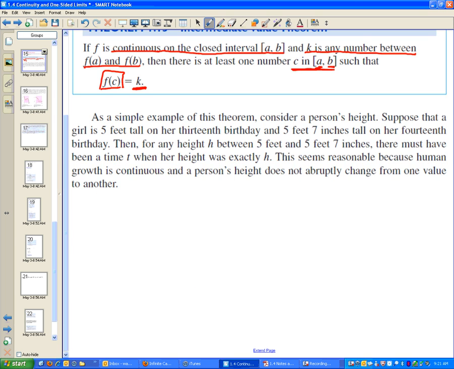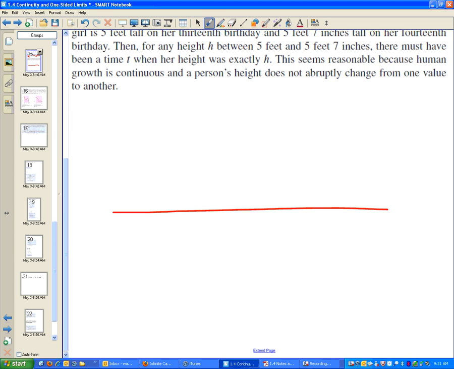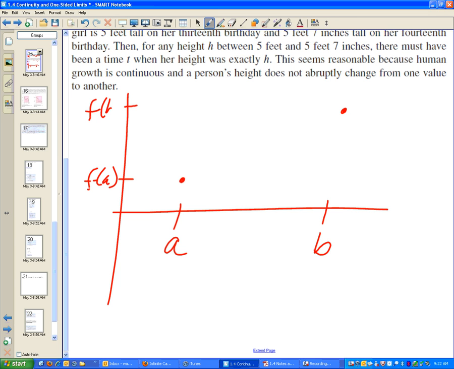Now, this all sounds complicated, right? It's not. It's really not. Let's say that's our x-axis. There's A, there's B. Here's our y-axis. So that would be f of A, that would be f of B. K is some number in here between them.